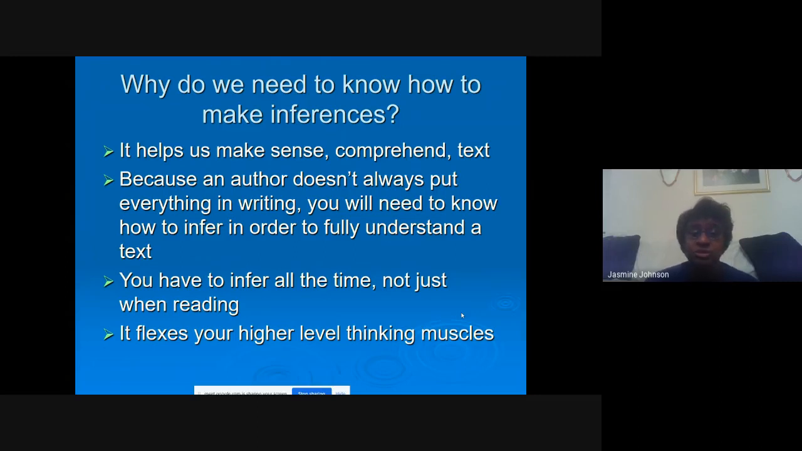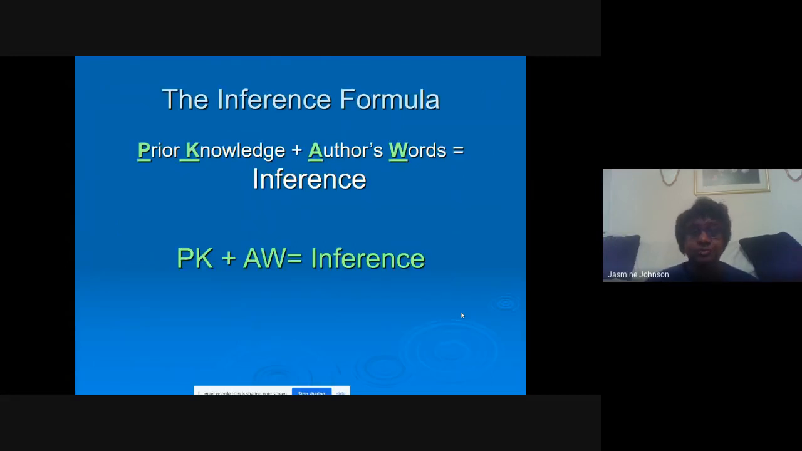And they help you to flex your higher level thinking muscles. The way to get better at something, including thinking, is to do it. And inferences, that's just you thinking about what you're reading and what you're seeing. So there's an inference formula. This one is prior knowledge plus the author's words equals your inference. So you take what the author says and add it to what you already know, and that's where you make an inference. You can remember that one by PK plus AW equals inference.